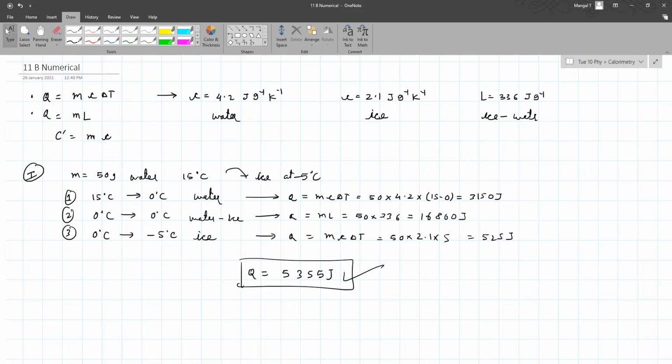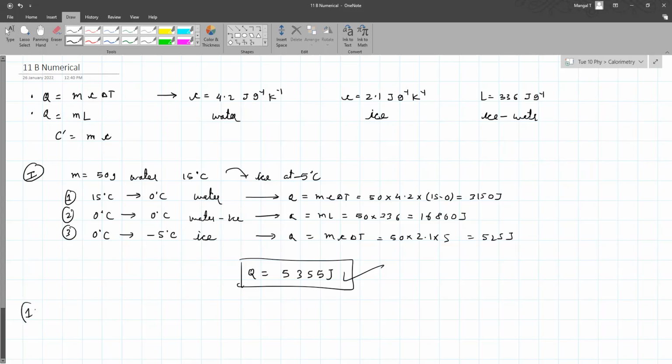So as you must have noticed, compared to what we have done in a previous exercise, we will continue to do the same. The only thing is we have to be mindful about whether there is a change of state happening, and whenever there is a change of state, we use this formula ml instead of mc delta T.